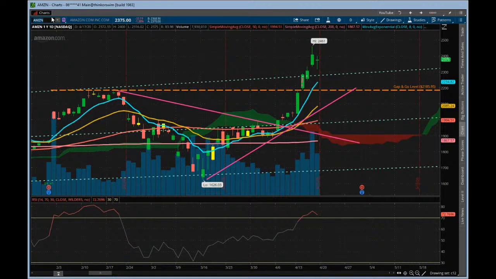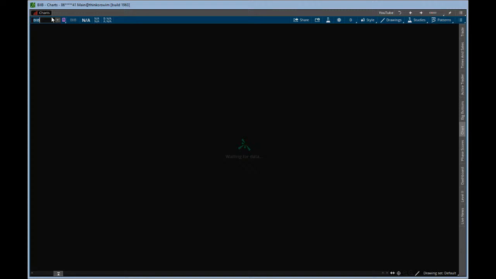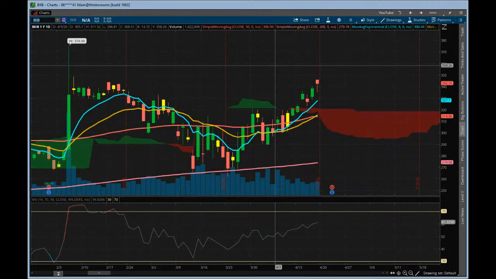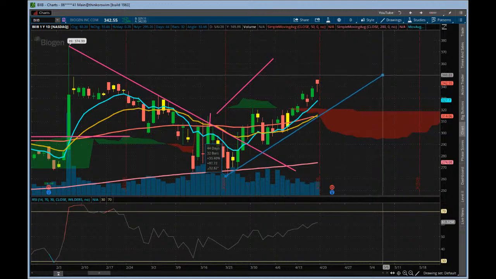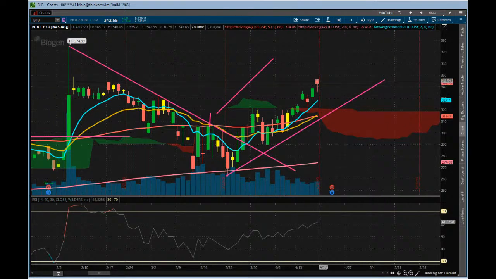And then BIIB. Yep. So BIIB, interesting, right? I mean, the trend is up, okay? But it does look a bit like a hanging man right here, so just be careful. That may still pull back off of that. Might test its ADMA.